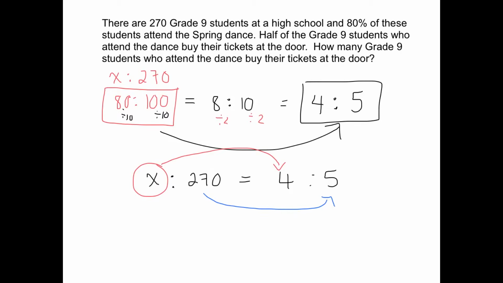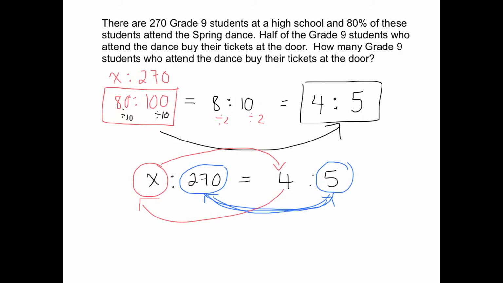But since we have 270, the second term of the first ratio, and the second term of the second ratio, we can figure out what we would multiply or divide by. Once we know how we get from here to here, we can figure out how we would get from here to here. If you multiply each term by the same number, you're stating that these two ratios are equivalent. So we need to figure out what the missing factor is here.